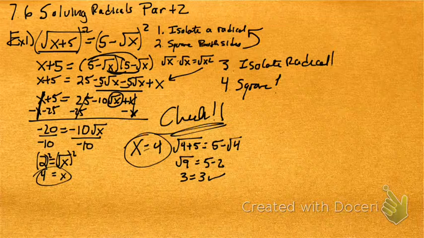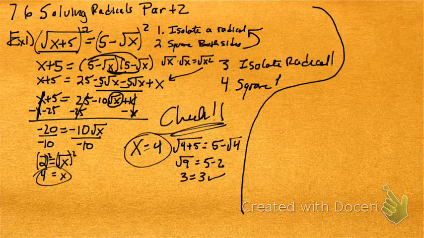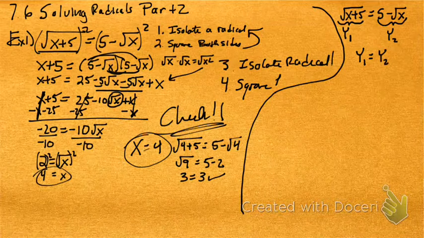What we're going to talk about right now is another way of solving the same problem, but let's use our graphing calculator. We're going to start off with the same problem, the square root of x plus 5 equal to 5 minus the square root of x. The whole idea here is we're going to let one side of the equation be our y1 and the other side of the equation be y2. What we're going to try to do in our calculator is figure out when y1 equals y2.